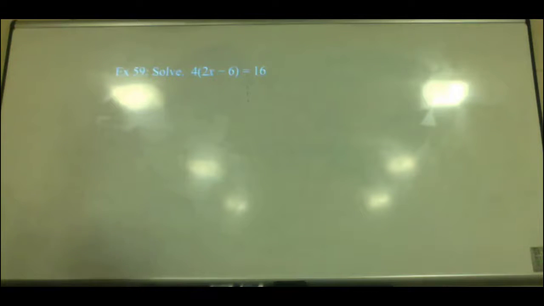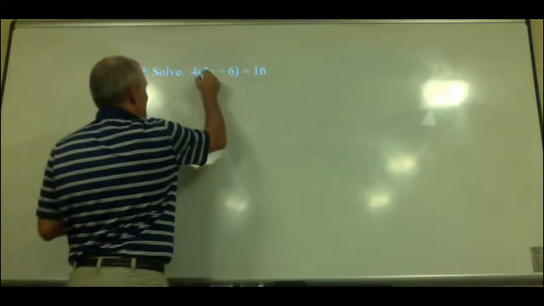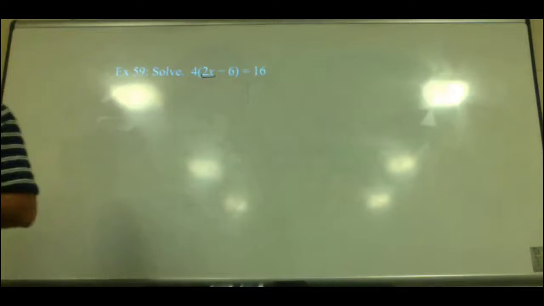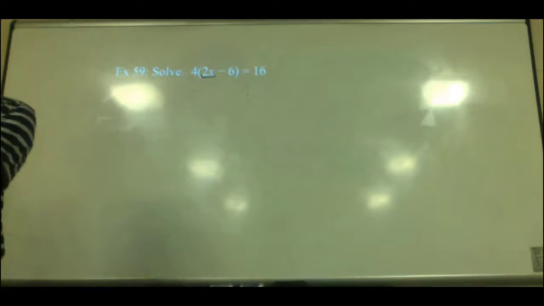A 4, a 2, and a -6, right? Those are the three numbers we've got to get rid of. Now, I'm going to ask you, what's the very, very inside layer? What's grouped directly with the x? The 2. Okay, so this is my very, very inside layer. What's my next layer? What's grouped with the 2x? The -6. The -6 is in the parentheses, right? That groups it together. Does that make sense? Because the parentheses group it.